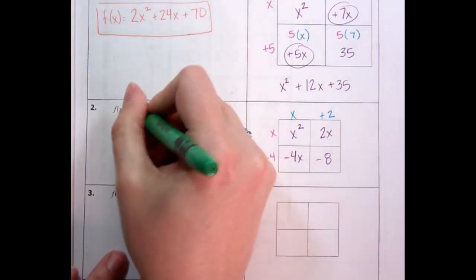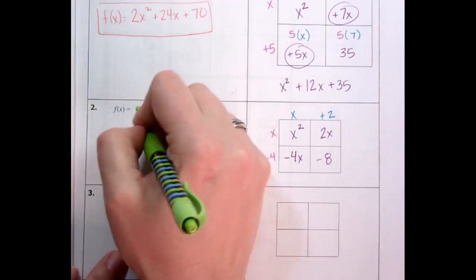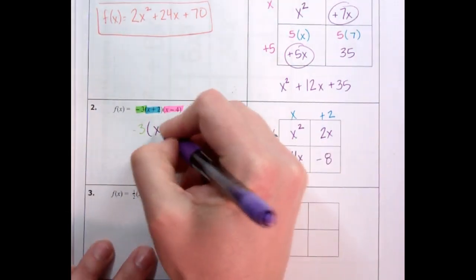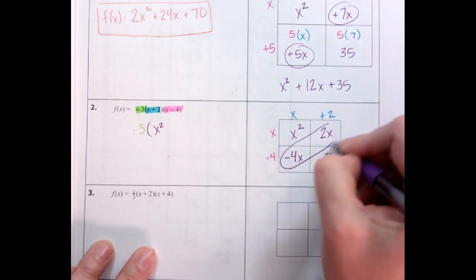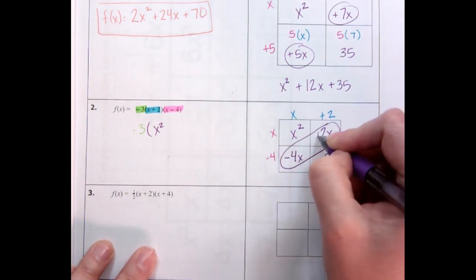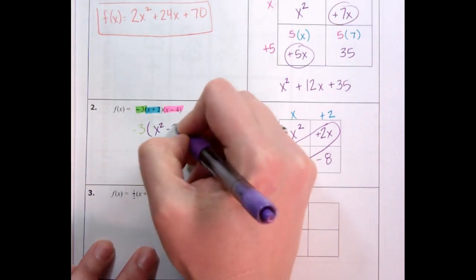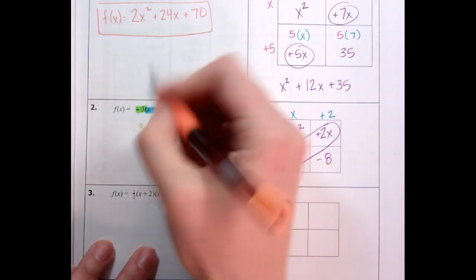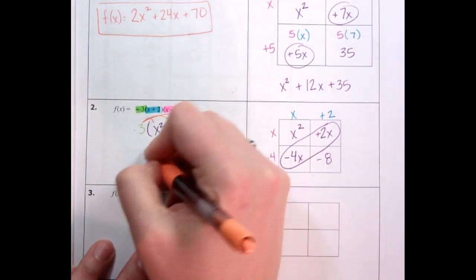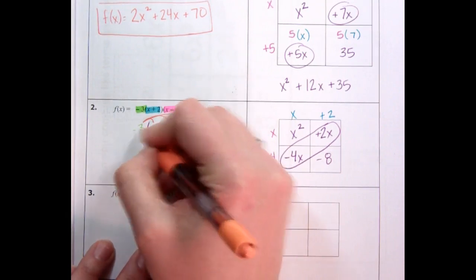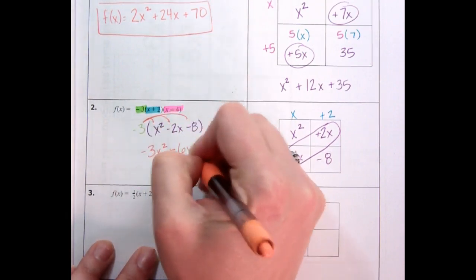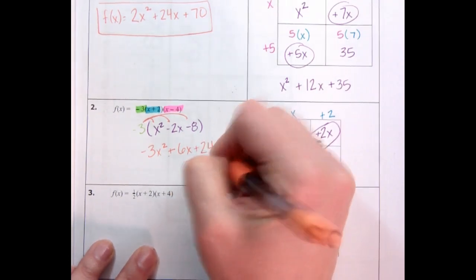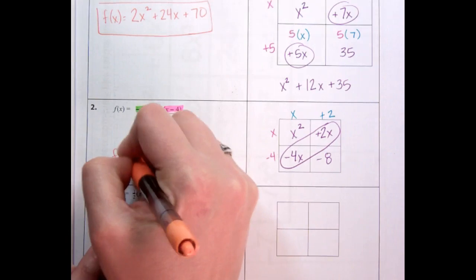Okay, so I'm going to take my negative 3 and carry it down. And then in the parentheses, I have x squared. Combine your diagonal here. So negative 4x plus 2x is minus 2x minus 8. And then distribute. Negative 3x squared. Negative times negative is plus 6x. Negative times negative is plus 24. And remember to carry down your f of x out in front.